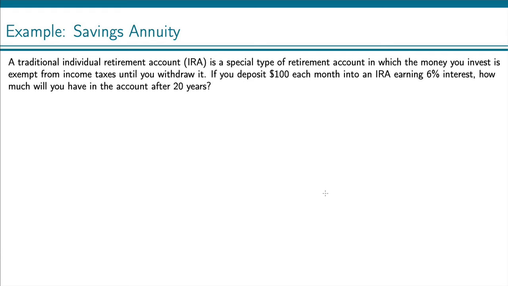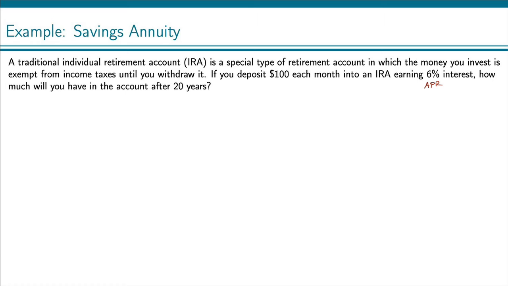So suppose you deposit $100 each month into an IRA earning 6% interest. How much will you have in the account after 20 years? Now, it says 6% interest. It doesn't indicate the time period on this, and if it doesn't state the time period for our interest, we'll always assume that that is an annual percentage rate. So this is the APR.